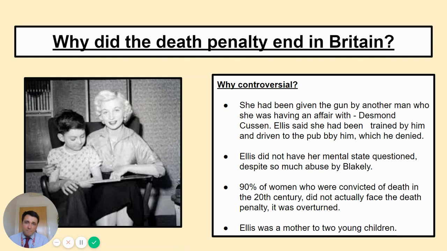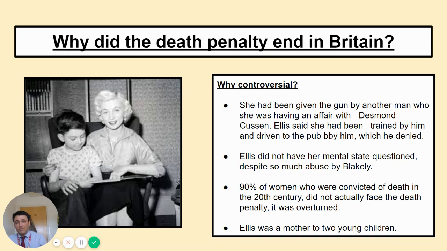Also, Ruth Ellis didn't have her mental state questioned, despite the fact she had had so much abuse before that clearly played a part in this. Clearly she just cracked under the pressure of being a victim of domestic abuse for so long, if you think about the emotional pressures that would have on you as a result.